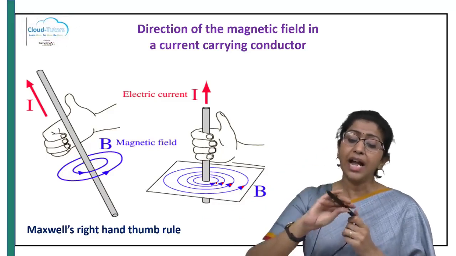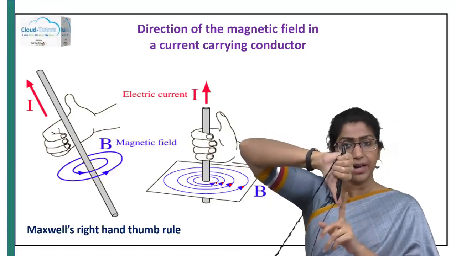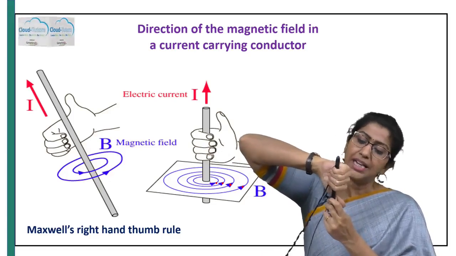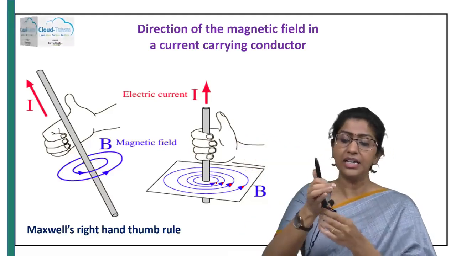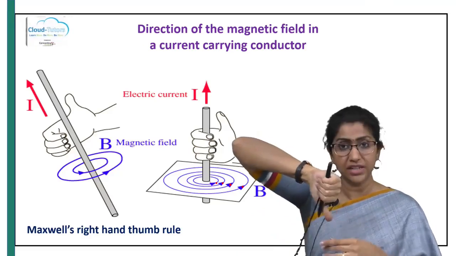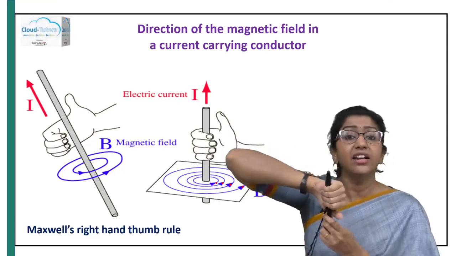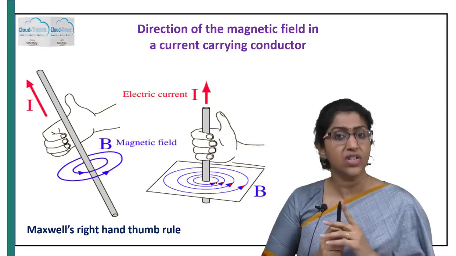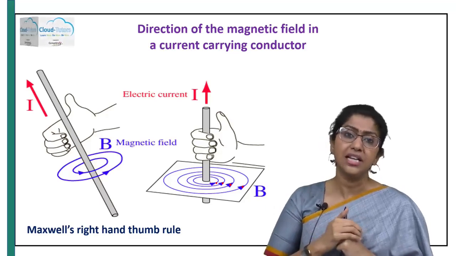So what happens when I reverse the direction of the electric current? So basically my outstretched thumb again has to show the direction of the electric current. As you can see, my curling fingers are actually curling in this direction now. Earlier they were curling in this direction. Now they are curling in the opposite direction. So what happened to the direction of the magnetic field? It basically reversed. As in, when we reverse the direction of the current through the straight current carrying conductor, the direction of the magnetic field also is reversed.